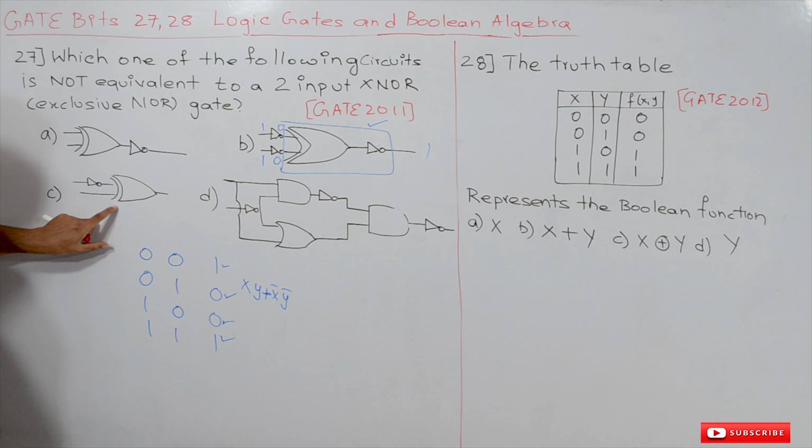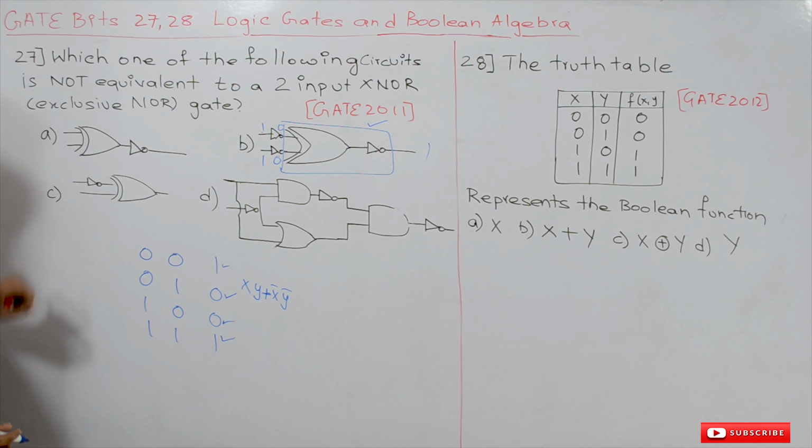Now coming to this third circuit, it is an XOR gate where one of the inputs is bubbled. For example, if you take 0 0, it will become 1 0. For 1 0, this is not XNOR, it is an XOR gate. What is the output? When the inputs are different, XOR is going to produce an output of 1. So for 0 0, the output is 1.